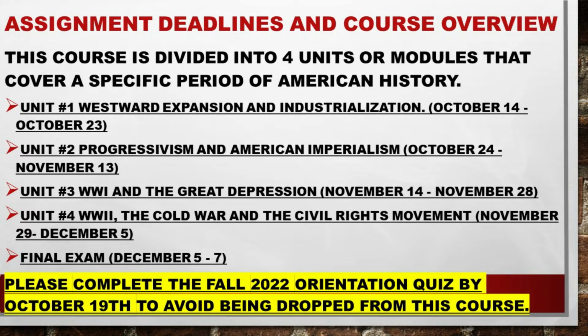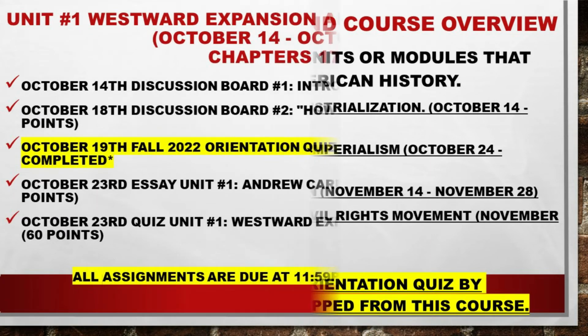Very important here at the bottom of the screen in yellow. Please complete the Fall 2022 orientation quiz by October 19th to avoid being dropped from the course. You'll find this orientation quiz on the home page in Moodle for the American History 2 course. It's got some simple questions dealing with ethics, but you need to take this quiz right away. So day 1, make sure you log in and knock out that simple orientation quiz.